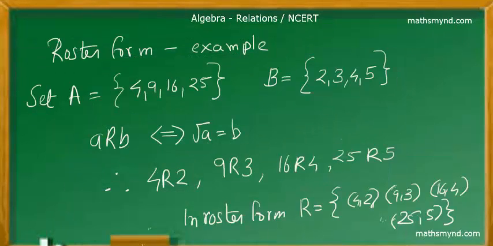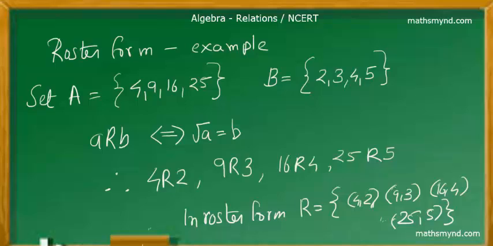Suppose you have two sets, set A consisting of elements 4, 9, 16, and 25, and B consisting of natural numbers 2, 3, 4, 5, and as we can very easily understand, it is the roots of elements of A which are present in B. So the relation between the elements of A and B, that is A R B, is such that it's possible only and only if the root of A is equal to B.